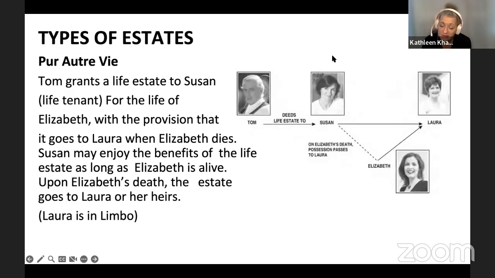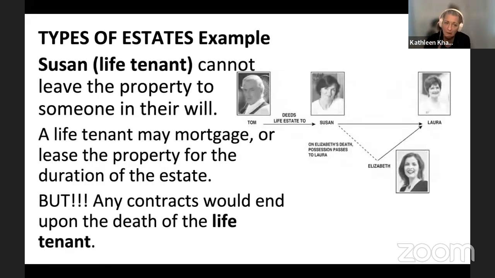While Susan lives here, she still has the responsibilities as if she owns the property. She has the bundle of rights minus the right to sell. She can do all of the other things associated with the property. So Susan, the life tenant, cannot leave the property to someone in her will. She can't say, oh, hey guys, this is my property. Technically she's the life tenant, meaning I can be here for the life of Elizabeth. I get to live my best life here for the life of Elizabeth.